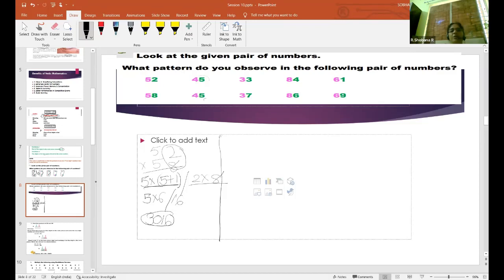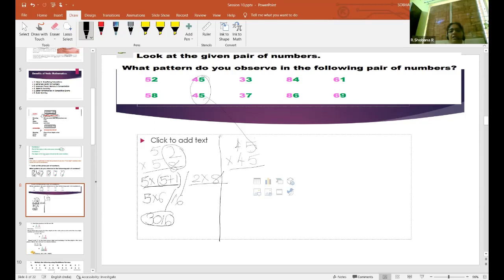Shall we do the next one, teachers? 45 into 45. Tell me, ma'am. 2025. Yes, ma'am, 2025. In case the other teachers still have doubts, I will just do it here.